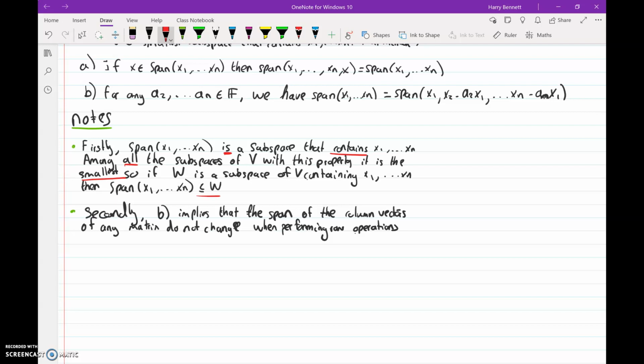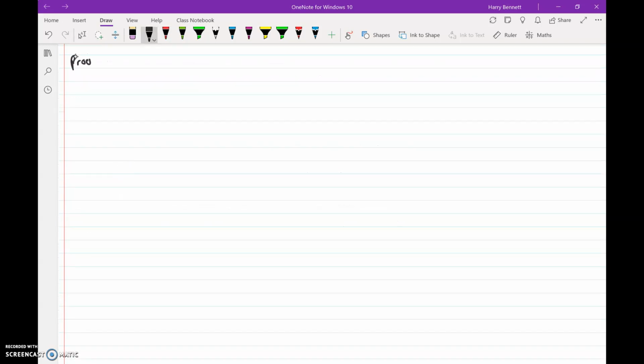And secondly, B implies that the span of the column vectors of any matrix does not change when performing row operations. So essentially this lets us perform row operations, and those row operations will not change the span. We've seen this with the previous example, but it's important that we prove this for any matrix. So we can do this under any Gaussian elimination. Okay, so here goes the proof. And it goes like this.